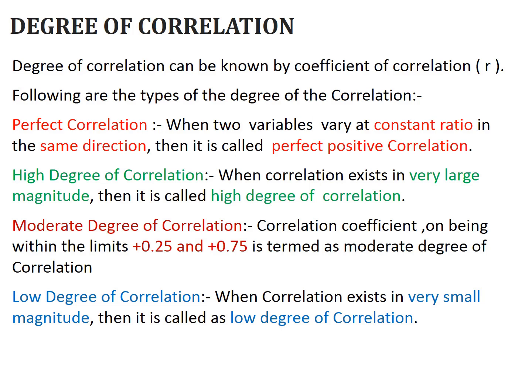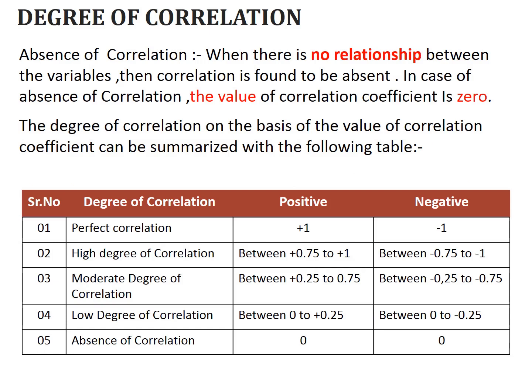Moderate degree of correlation. Correlation coefficient being within the limit plus 0.25 to plus 0.75 is termed as a moderate degree of correlation. Low degree of correlation. When correlation exists in very small magnitude, then it is called a low degree of correlation. Absence of correlation. When there is no relationship between the variables, then correlation is found to be absent. In case of absence of correlation, the value of correlation coefficient is 0. The degree of correlation on the basis of value of correlation coefficient can be summarized with the following table.